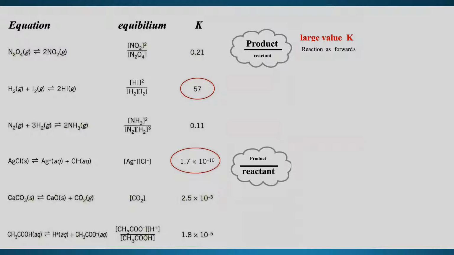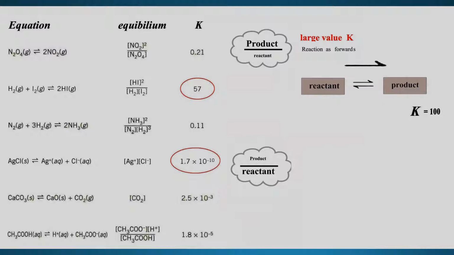Okay, if the value is small, that means the product must be small and the reactant must be big, so that you come to the small value.